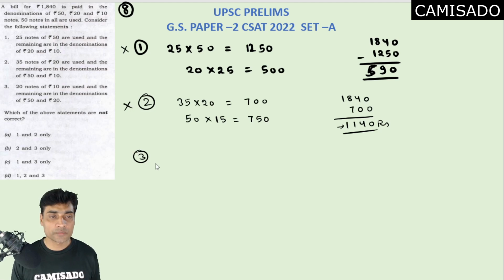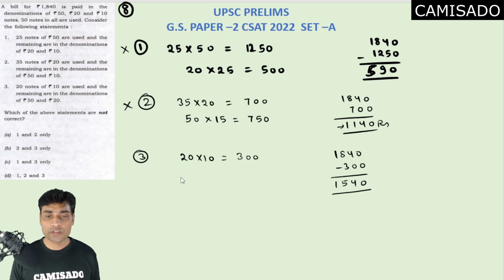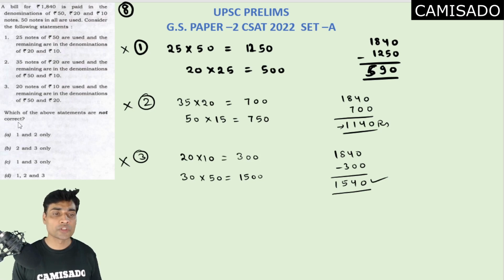Now coming to case number 3, 20 notes of rupees 10. The 20 notes of rupees 10 come out to be 300. Now 1840 minus 300 is approximately 1540 rupees. Now the remaining notes we have are 30 notes, and the highest denomination possible is 50. It comes out to be 1500, and we require 1540. So this case is also not possible.